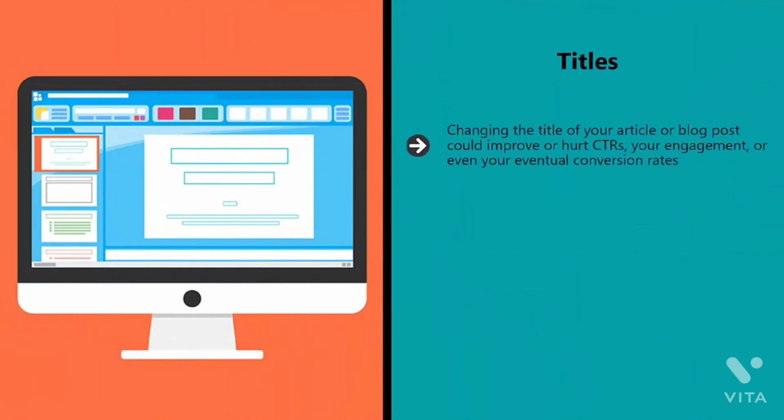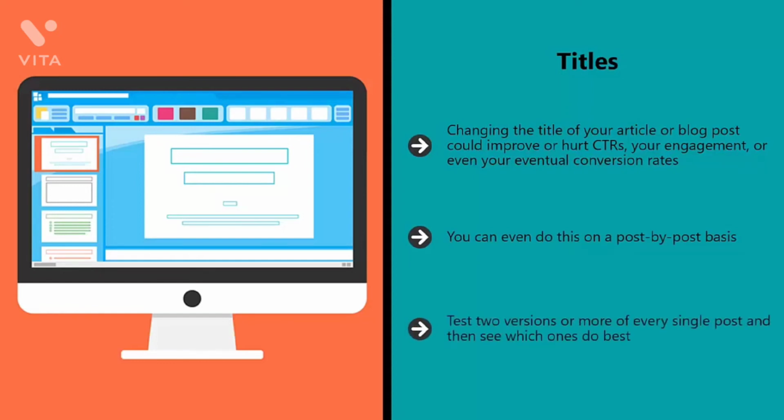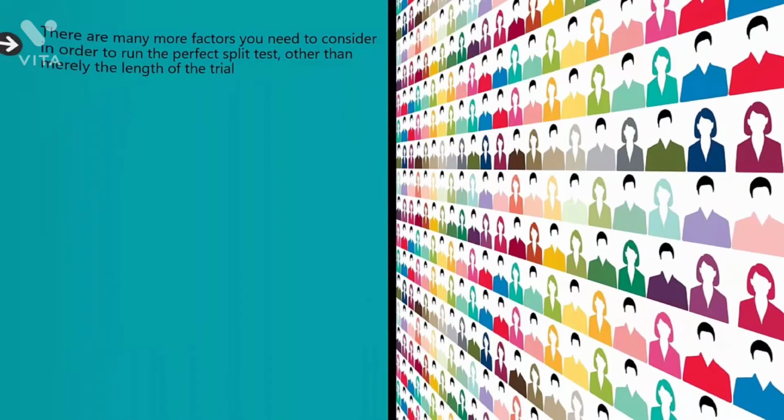Titles. Changing the title of your article or blog post could improve or hurt CTRs, your engagement, or even your eventual conversion rates. You can even do this on a post-by-post basis. Test 2 versions or more of every single post and then see which ones do best. Use the title that outperformed the others. Advanced strategies. There are many more factors you need to consider in order to run the perfect split test, other than merely the length of the trial.